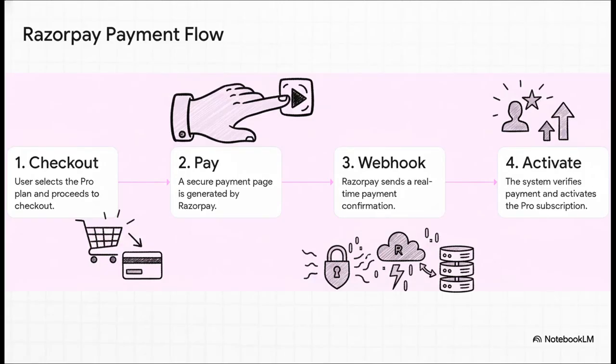Of course, this isn't a manual process. No way. Integrating a payment gateway like Razorpay automates everything. When a user pays, Razorpay sends a secure, automated message, it's called a webhook, back to the application. Think of it like a digital tap on the shoulder saying, "Hey, payment successful." The app verifies this message and instantly unlocks the pro features for that user's account. It's a completely hands-off system.